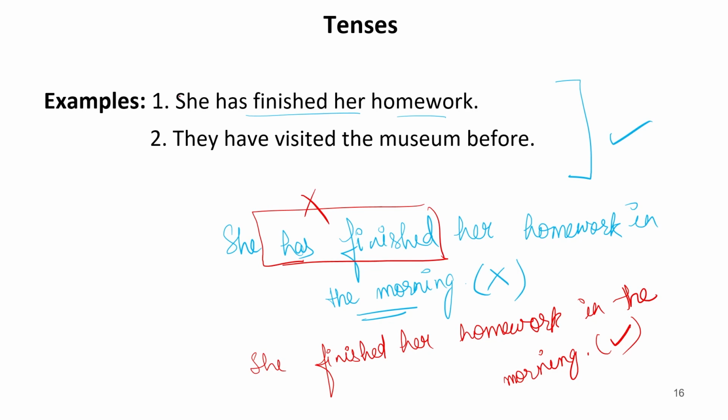Now, if it is written "she has finished her homework in the morning", it should be "she finished her homework in the morning" instead. They have visited the museum before. Now, if it is written they visited the museum 5 days ago, in that case, we would write "they visited", not "have". Have should be removed from there if the time of action is known.